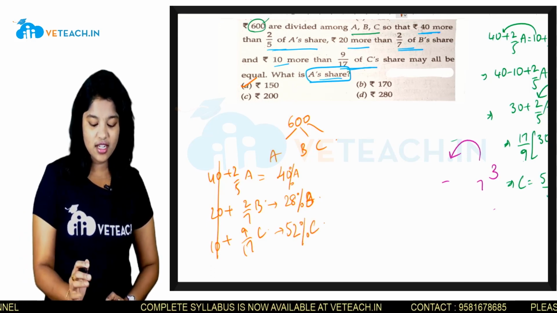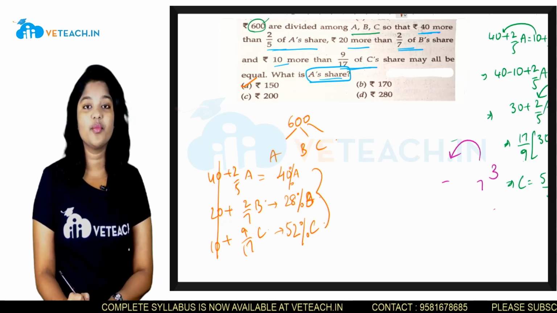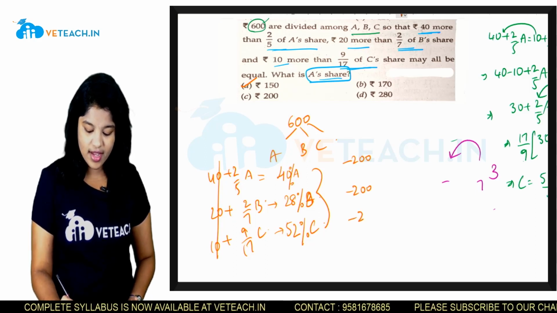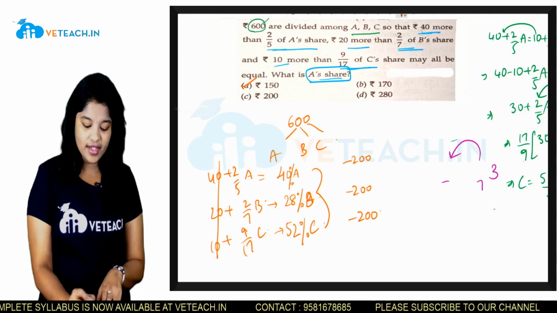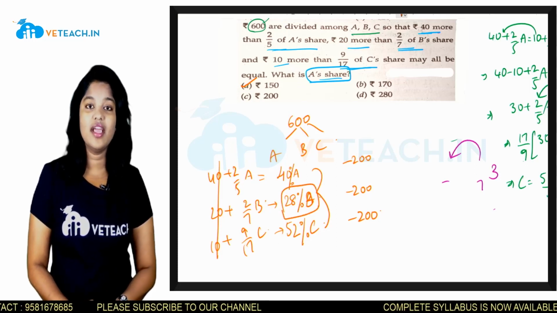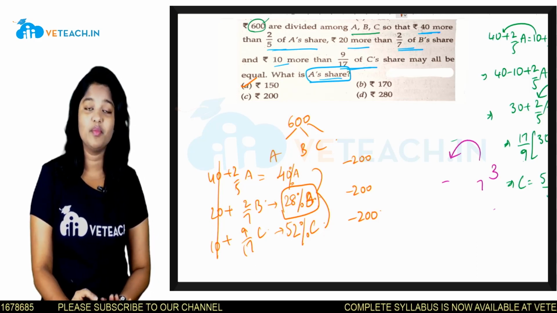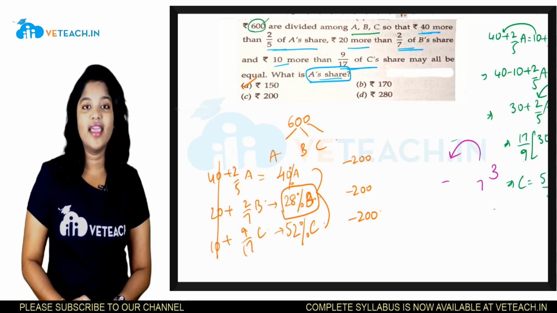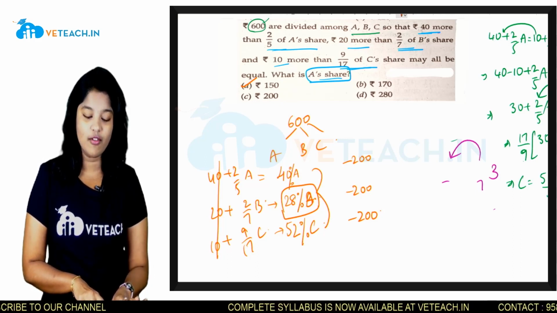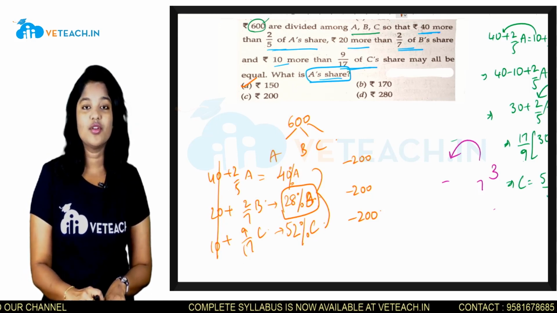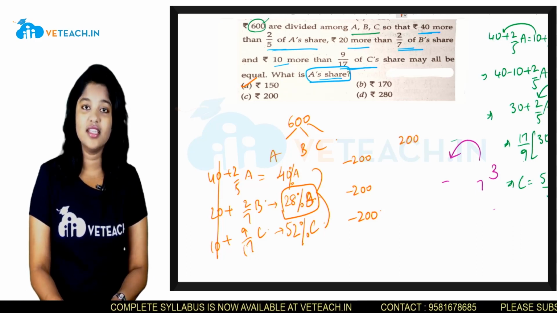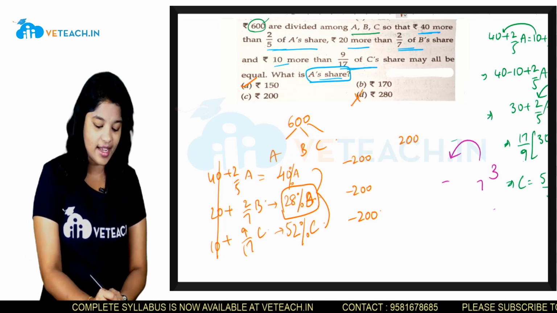So, if we consider that this amount 600 is equally distributed among these three, we will get A share as 200, B share as 200 and C share as 200. But here we are considering that 28% of B. So, out of these three amounts, B's amount will be much greater than A and C. So the remaining amount should be distributed between 52% of C and 40% of A. So definitely the share of A and C will be less than 200. By considering these options, we can eliminate option D and option C.